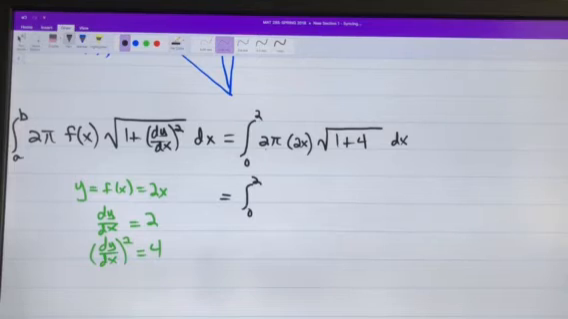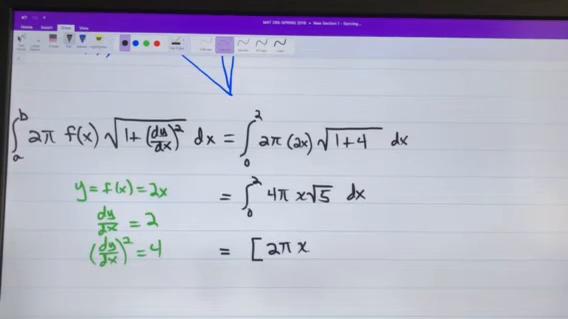So I have going from 0 to 2, and here I have 4 pi x times the square root of 5 dx. Taking the antiderivative, remember, the antiderivative of x is going to be x squared over 2. And multiplying by 4 pi and the square root of 5, I'm going to have 2 pi x squared times the square root of 5 as x goes from 0 to 2.